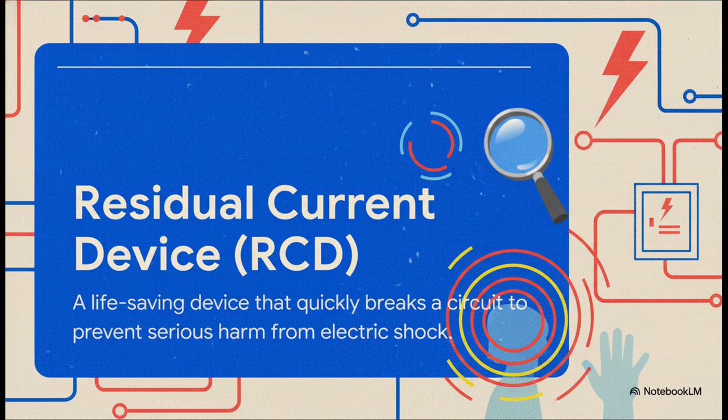What it does is constantly monitor the current flowing in and out of a circuit. If it detects even a tiny imbalance, which means electricity is leaking out somewhere, maybe through a person, it trips in milliseconds. That's long before a fatal shock can even happen.